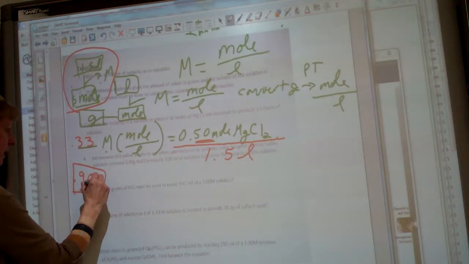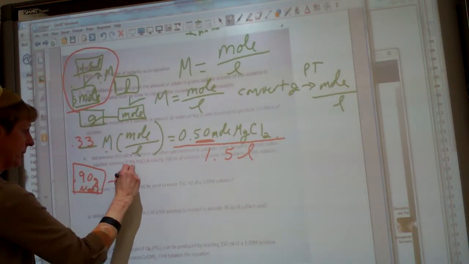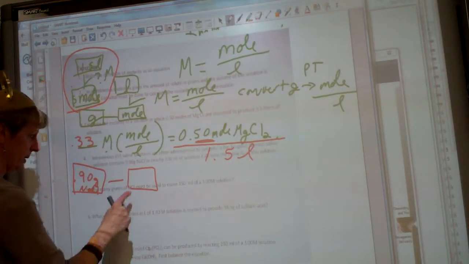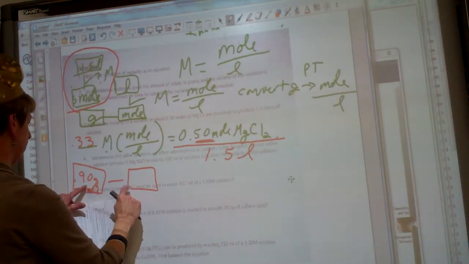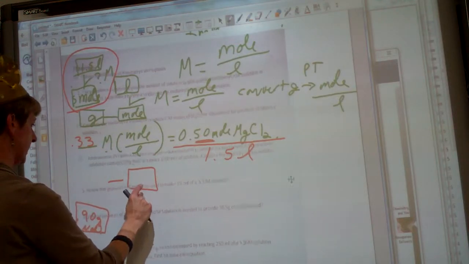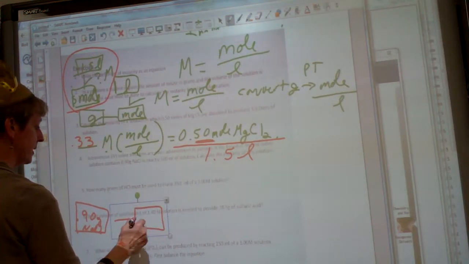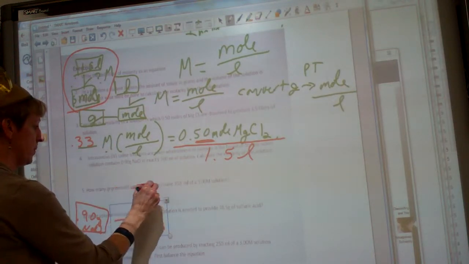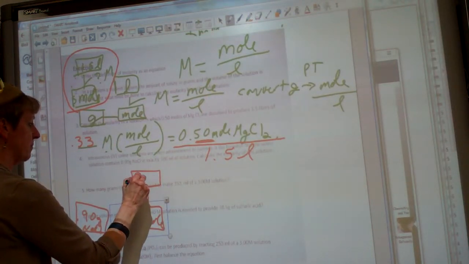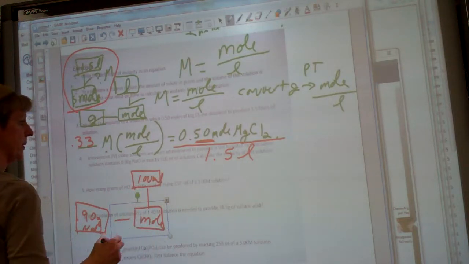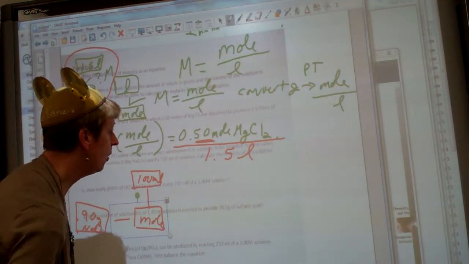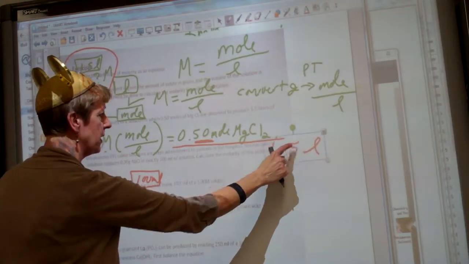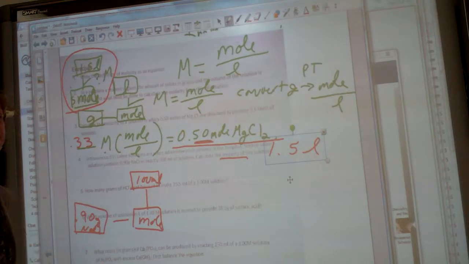Now I know I can't go from grams to milliliters directly. I'm going to move this down so we can work it. I can go grams to moles. And what else did the problem give me? It gave me 100 milliliters. Then, what's it asking for here? Molarity.